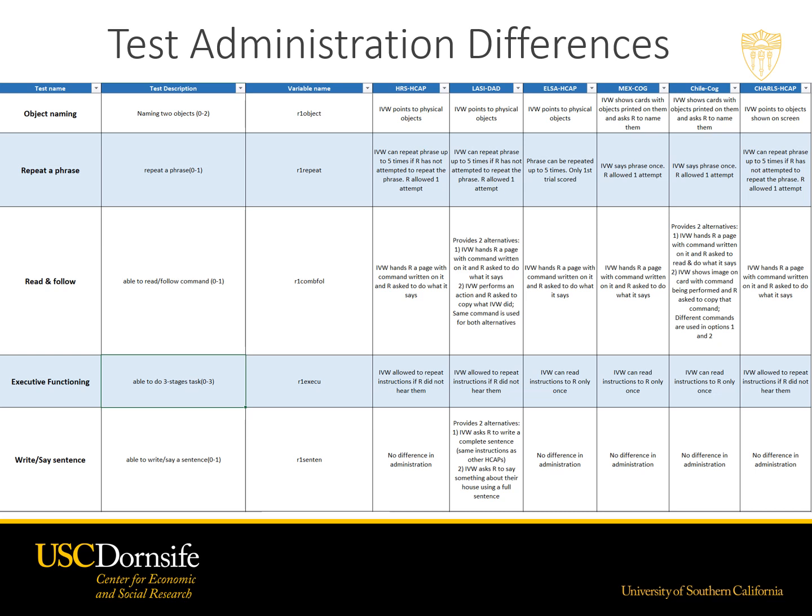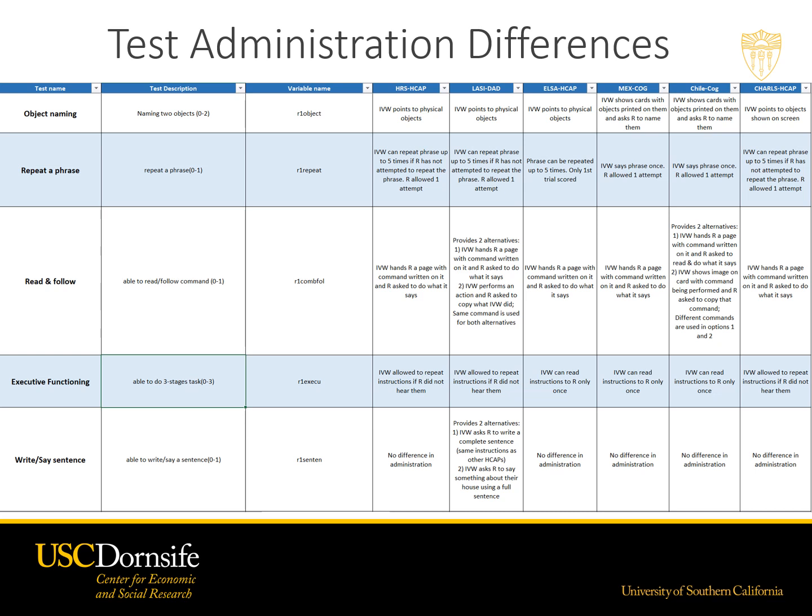In the repeating a phrase task, interviewers in the HRS HCAP, LASI-DAD, and Charles HCAP can repeat the phrase up to 5 times as long as the respondent has not attempted to repeat the phrase. In the ELSA HCAP, the phrase can be repeated up to 5 times. And in the MHAS MaxCog and CHILICOG, the interviewer is only allowed to say the phrase once. For all studies, respondents are only allowed 1 attempt to repeat the phrase.